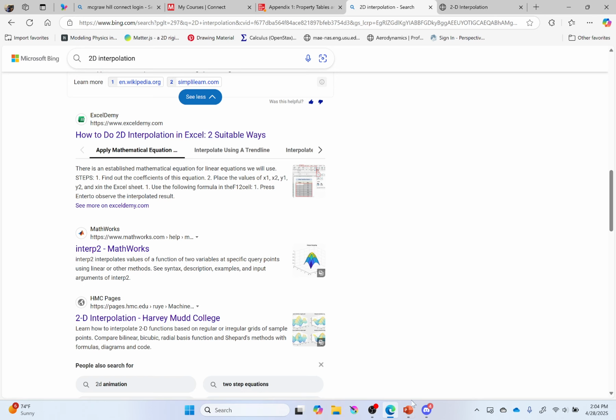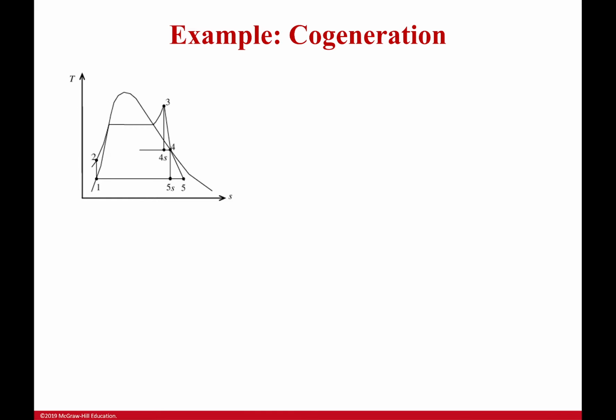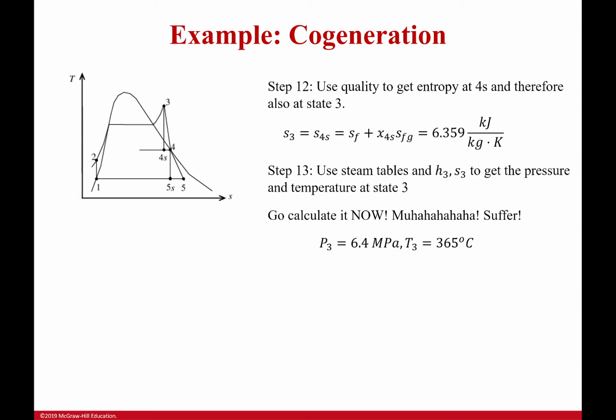Okay, so if you do that, and all goes well, what will you get? There you go. You get a pressure of 6.4 megapascals and a temperature of 365 degrees Celsius. If a teacher gives you this problem on an exam, they are evil. They are evil.